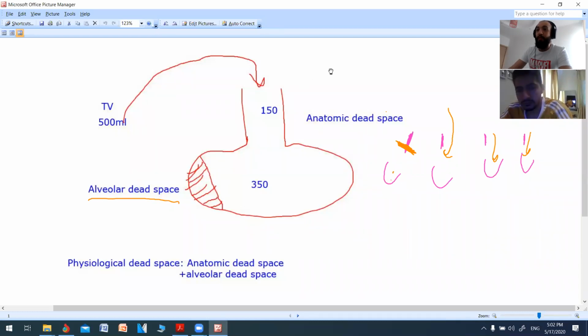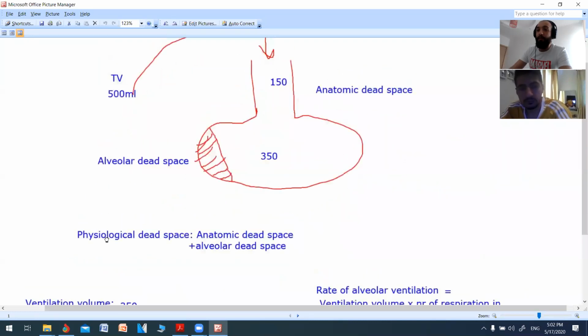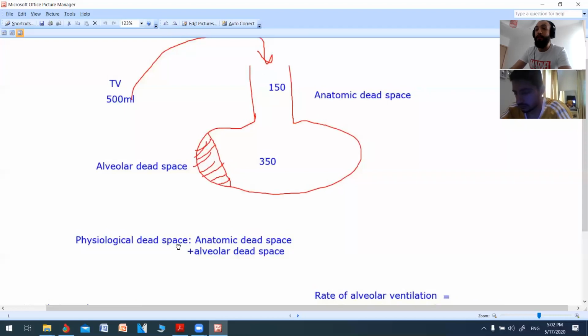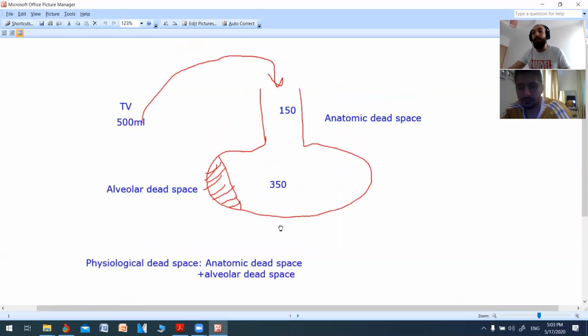Now, there is something else that you have to know, something called the physiological dead space. What is the physiological dead space? It's the anatomical dead space plus the alveolar dead space. Let's consider someone who breathes in with all his alveoli functioning correctly. So what is the value of the physiological dead space in that condition? Just the value of the anatomic dead space. Yes, the alveolar part will be zero. So it will be the same as the anatomic dead space. Next.